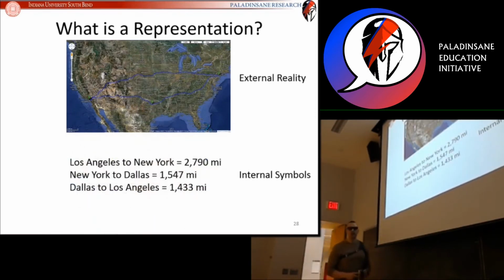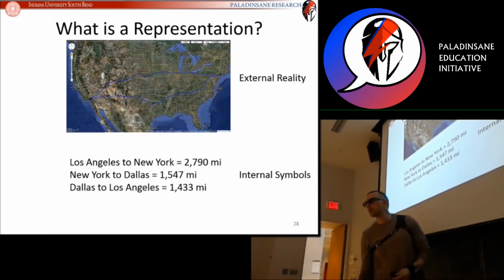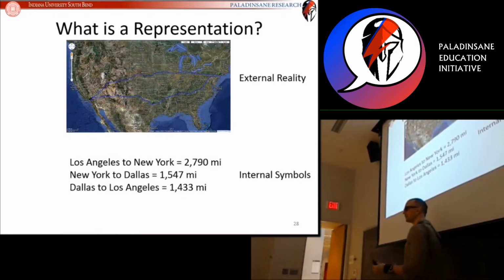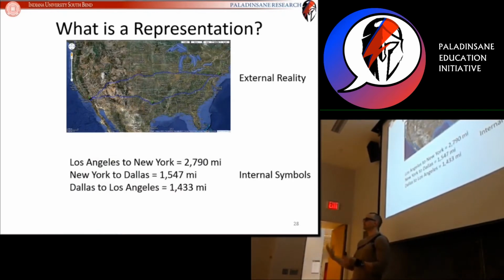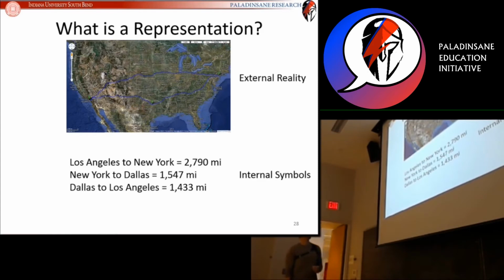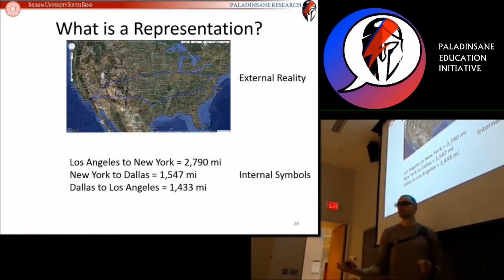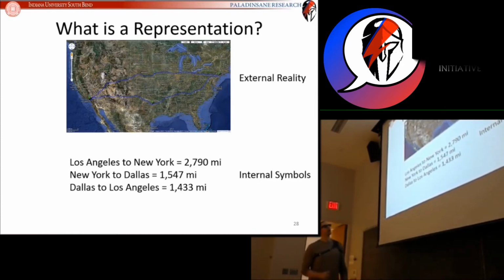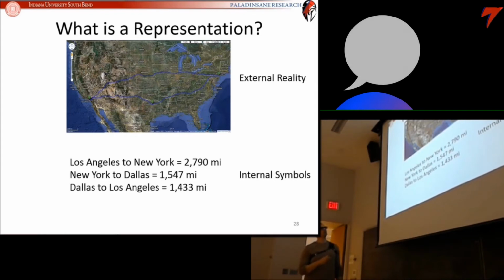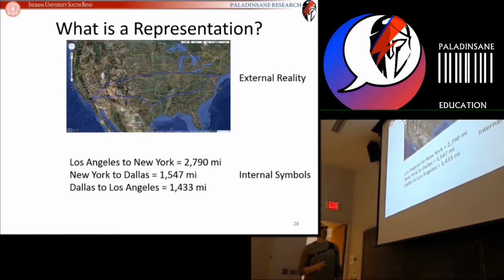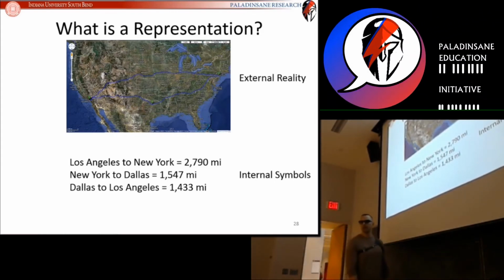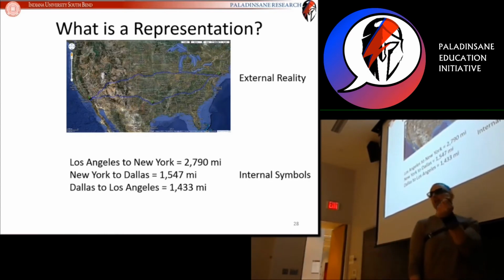And what a cognitive psychologist would do is run experiments to try to figure out which way you actually represent the distances between these different cities. So you might ask somebody, what is the distance between Los Angeles and New York? As quick as you can, what's the distance between Los Angeles and New York? And that person, if they were using this representation, would very quickly and very accurately say 2,790 miles. They would have that answer like that.